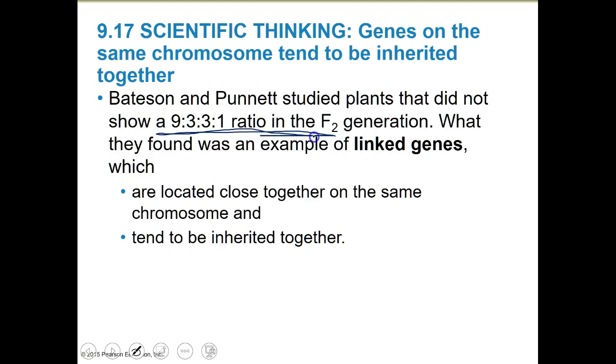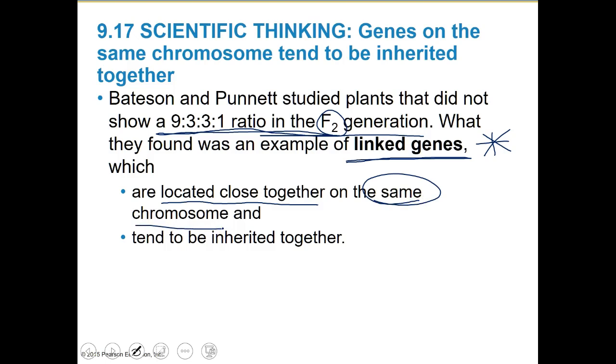So 9:3:3:1 would be what we would expect in the F2s, the second sons and daughters, if everything was working out right. But when it doesn't work out right and it's not perfect, which is most of life, we can actually find things called linked genes. These are worth writing down. So linked genes are located close together on the same chromosome. So these 2 are going to travel together. Instead of independently assorting, they're going to travel together because they're on the same chromosome. So them being on the same chromosome means they tend to be inherited together.